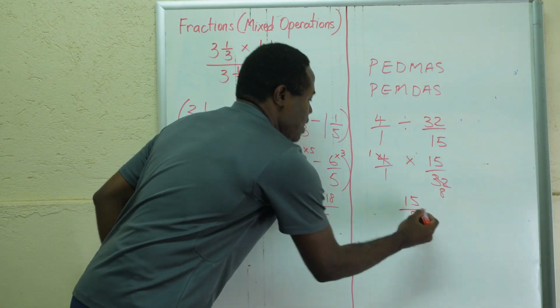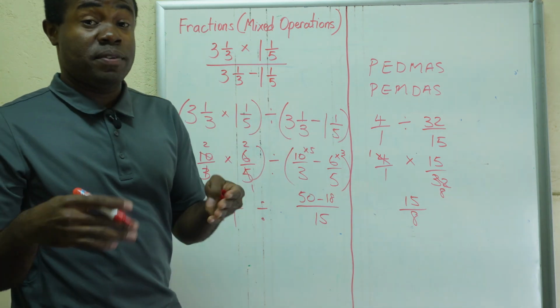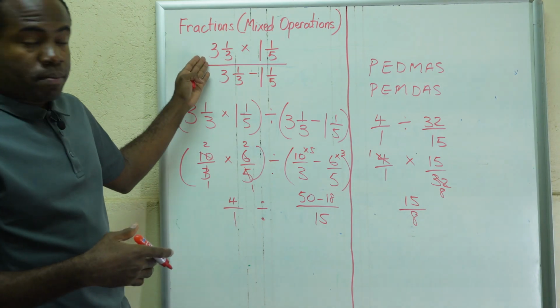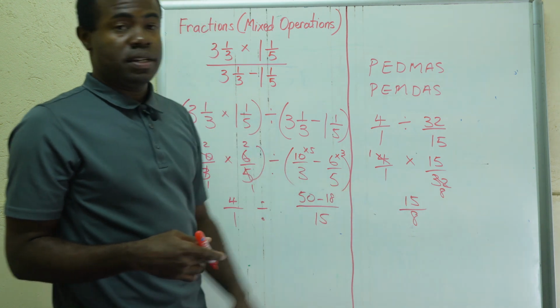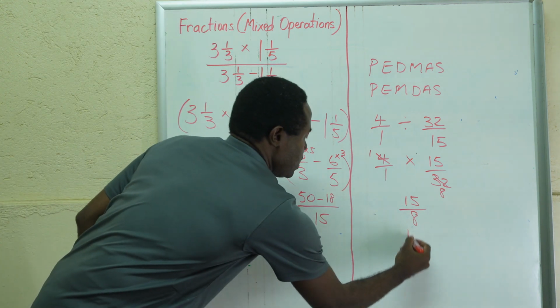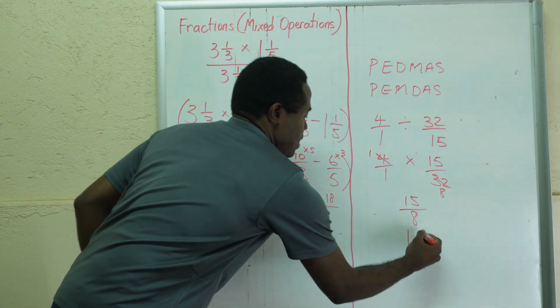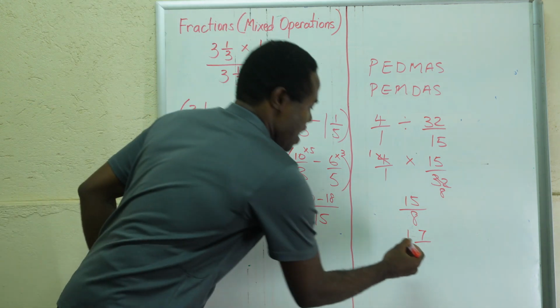And your final answer is 15 upon 8, or if it's your preference, you can convert it back to a mixed number. You can simply do this by dividing the 8 into 15, which goes 1 time, and that will leave a remainder of 7, and always remember, the denominator doesn't change.